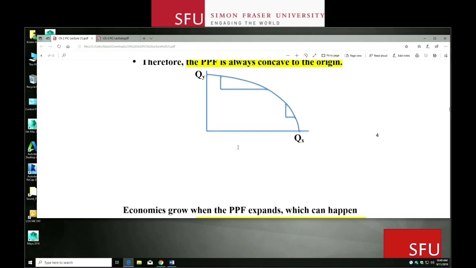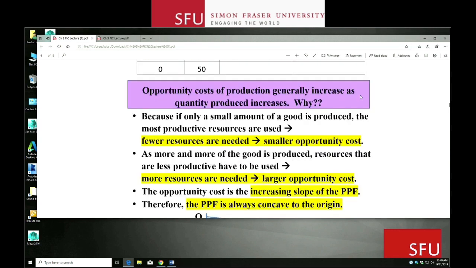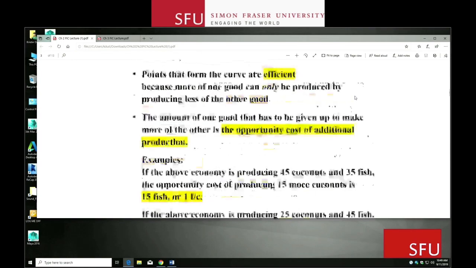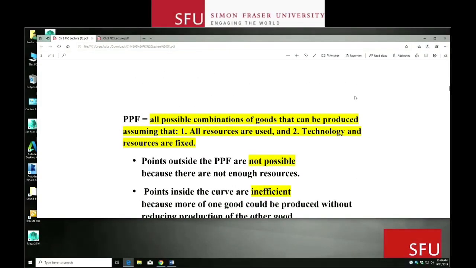Okay, now for economic growth. So let's go back to the definition for a PPF. That was something you wrote down last class. It was at the top of page 2. Let's just look at it again here. Okay, so the definition: production possibility frontier, it shows all the combinations that are possible to produce, assuming that, so we have two assumptions here. Number one, all resources are used and technology and resources are fixed.